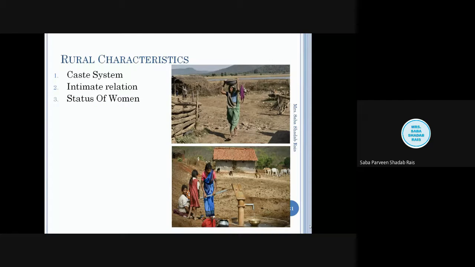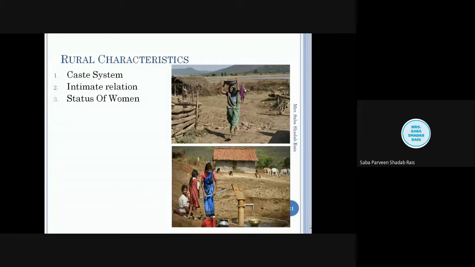Now when we talk about the status of woman, what do you think about the status of woman? Here in the case of the village, the women are very much dependent on their man. They require the support of institutions like marriage and the family. The rural women are mostly engaged in indoor activities.